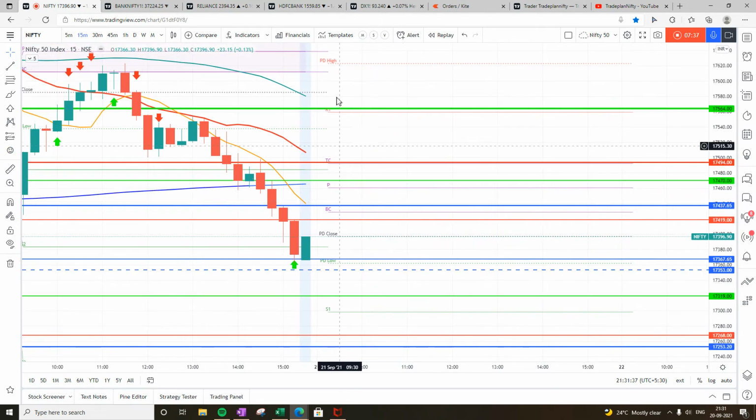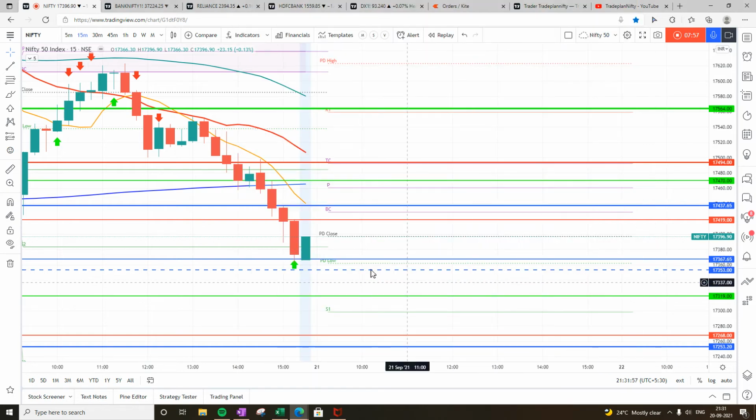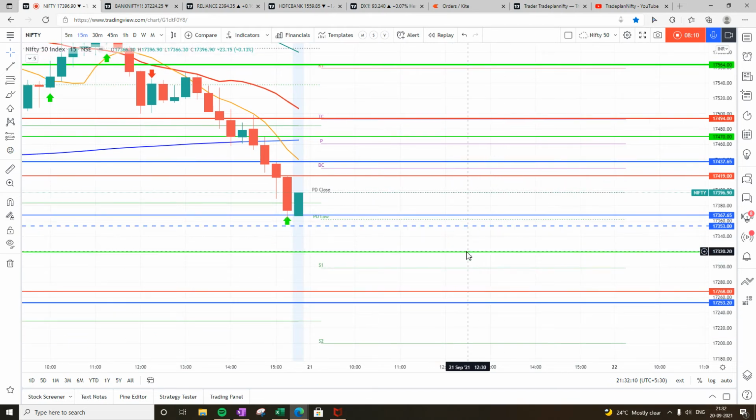And the third option is that it opens above pivot, which is at 17,461. Then it could be buy on dip, but in this scenario I would prefer not to buy at pivot, but at least at 17,325 and 17,320 zone, which is also L3 for tomorrow. So if it opens above pivot, then buy on dip will come into action only closer to 17,325 and 17,320 zone, which is closer to weekly L3 as well as tomorrow's L3.